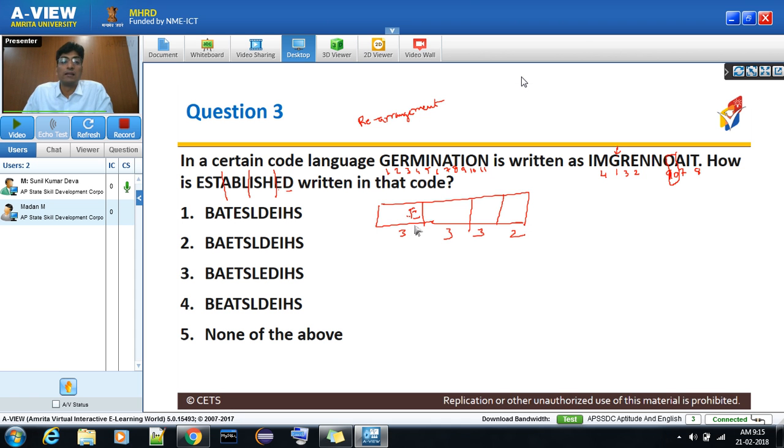The second letter should go then with the third letter followed by the second letter. So it will be T followed by S. The fourth letter, which is A, comes to the second position. So I will write A here.